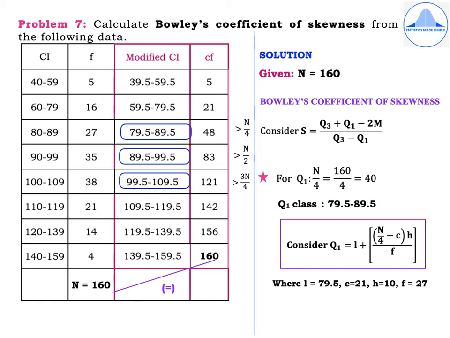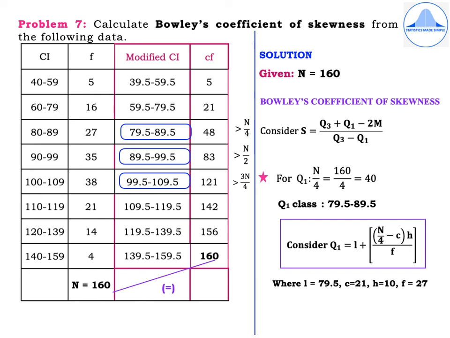Then write the formula for Bowley's coefficient of skewness. So consider S equal to Q3 plus Q1 minus 2M divided by Q3 minus Q1. So for Q1, find out N by 4, which is 160 by 4 equal to 40. So the value which is greater than or equal to N by 4 in the CF column is 48. So corresponding to 48, mark greater than N by 4. So the Q1 class is 79.5 to 89.5.